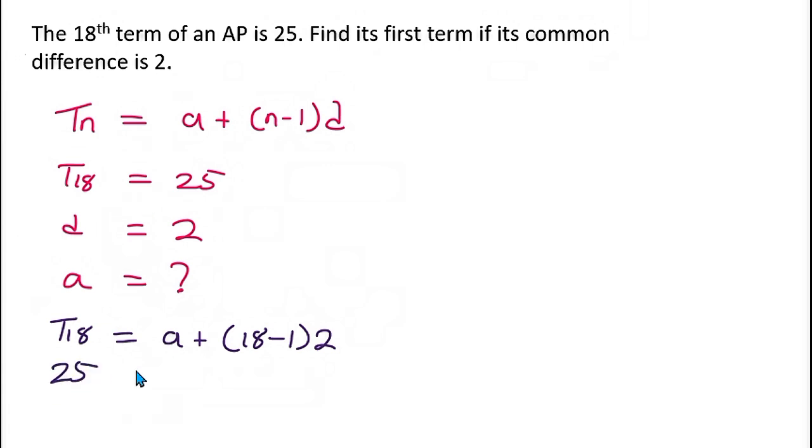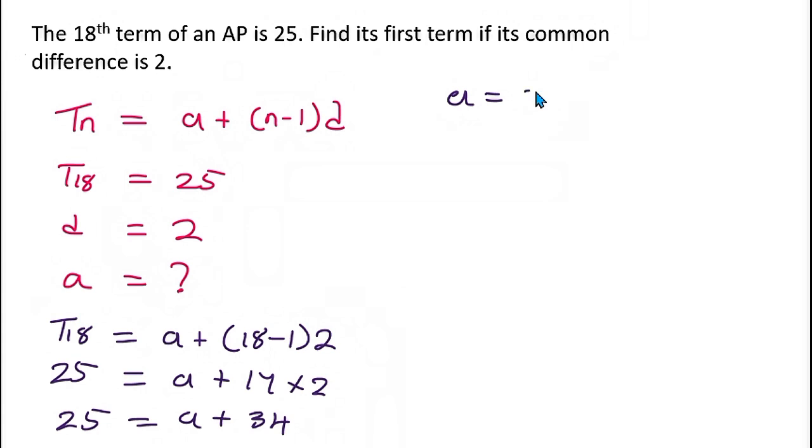So this will be 25 equals A plus 17 times 2, and so this will be 25 equals A plus 34. Solving for A, we are going to have A equals 25 minus 34, and this will give us minus 9. So we can say that therefore the first term is minus 9.